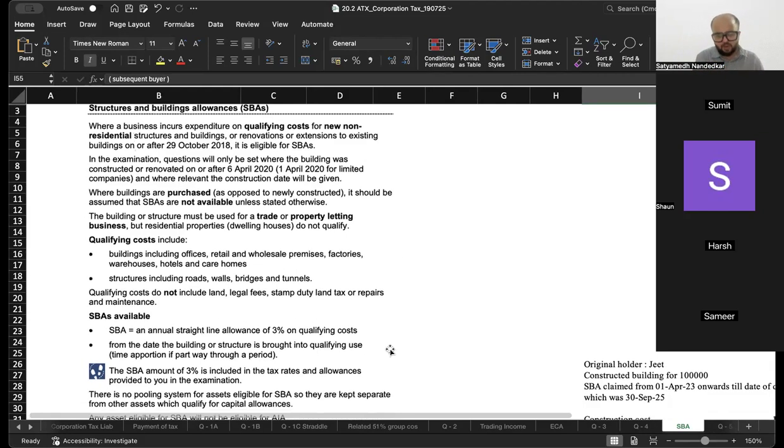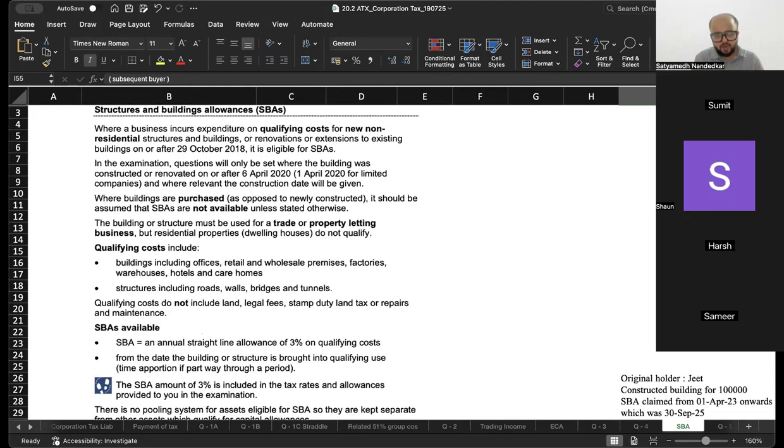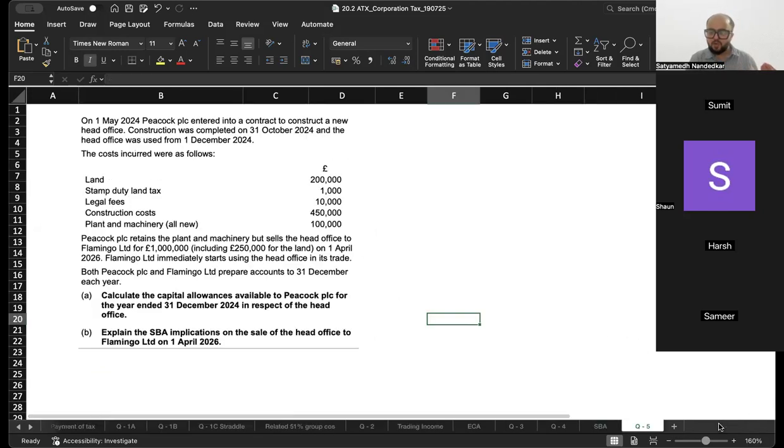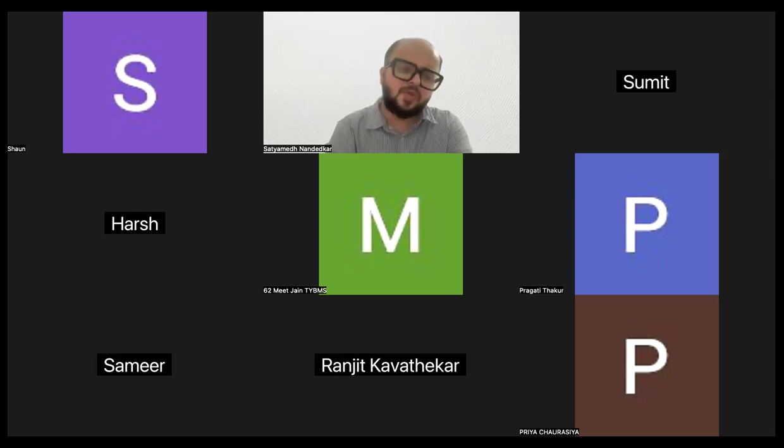Now, just have a quick look at the qualifying costs, which amounts are included and which are excluded. What is excluded, I think, is of more interest for us, which is basically land, legal fees, stamp duty, land tax, or repairs and maintenance. Basically, on all of these amounts, you don't get your structures and buildings allowance. Structures and buildings allowance is not something that I would expect way too much, but एक आध बार कभी आ गया तो you should know how that part works. ठीक है.